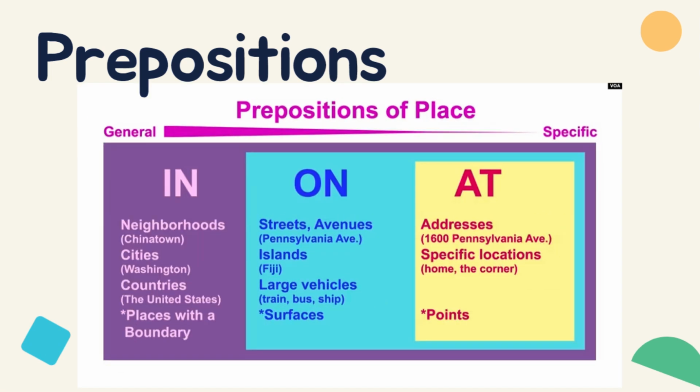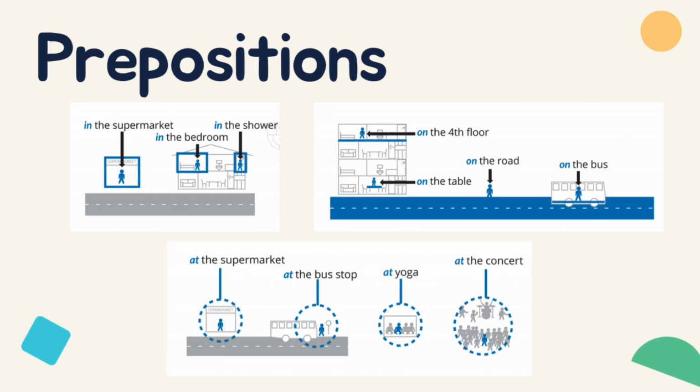And for the preposition of place, the word in is used for the neighborhood, such as Chinatown, and for the cities, Washington, and for the countries, the United States, China, Korea, and so on and so forth. And the word on is used for the streets, avenue, and islands. And for at, this is used for addresses or specific or exact location of the place. And next we have the examples of the use of in, on, and at in a sentence.